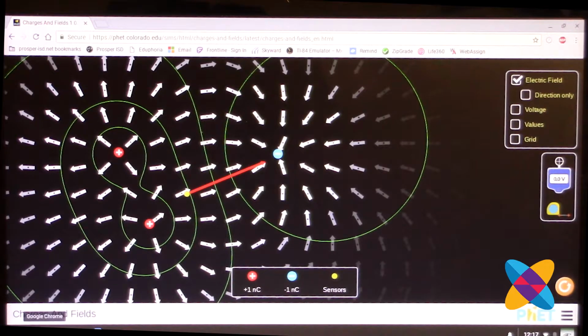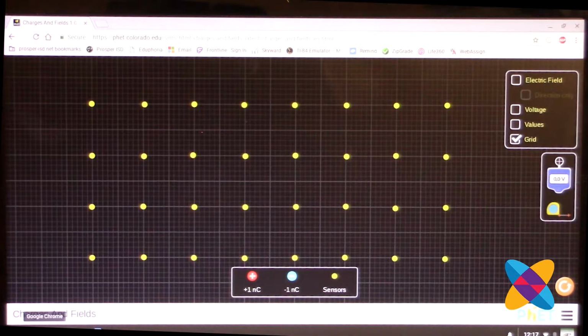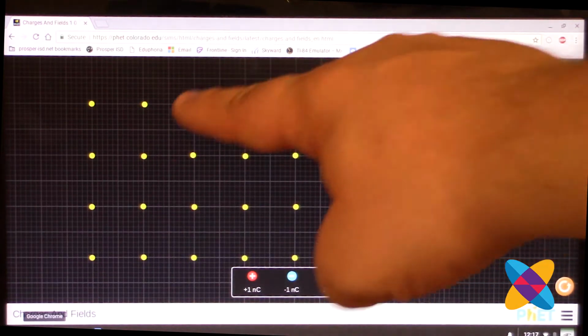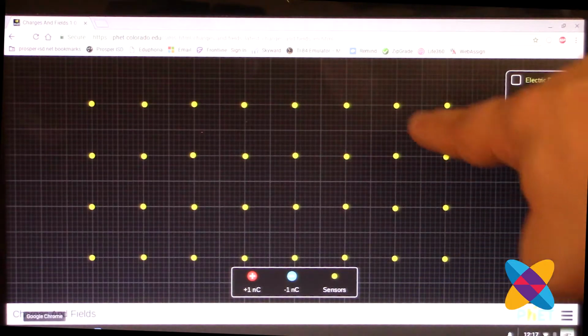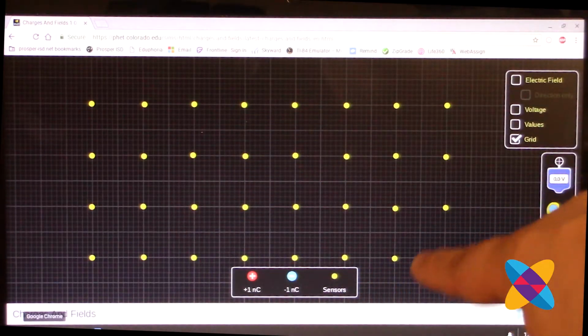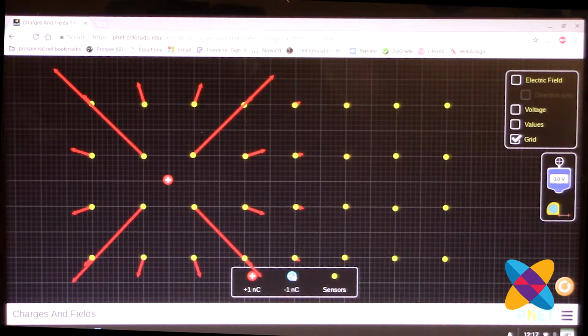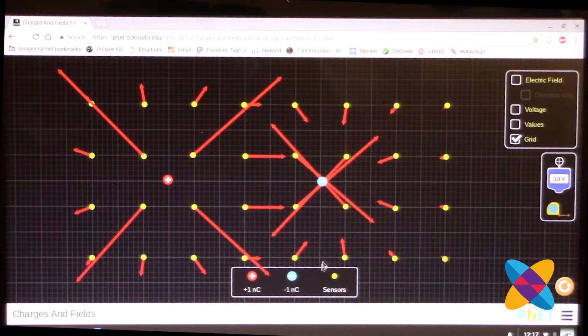Now, I also have an arrangement on this other screen here. So what I've done, this is another setup here. I've turned on the grid, as you can see right here, and I've put all these little electric field sensors everywhere at different grid points. So I turn on the grid and I can see the electric field sensors. And then what I can do is I can put out maybe a positive here, and put out a, no, maybe a negative here. Yeah, I'll just put out another positive for the heck of it.